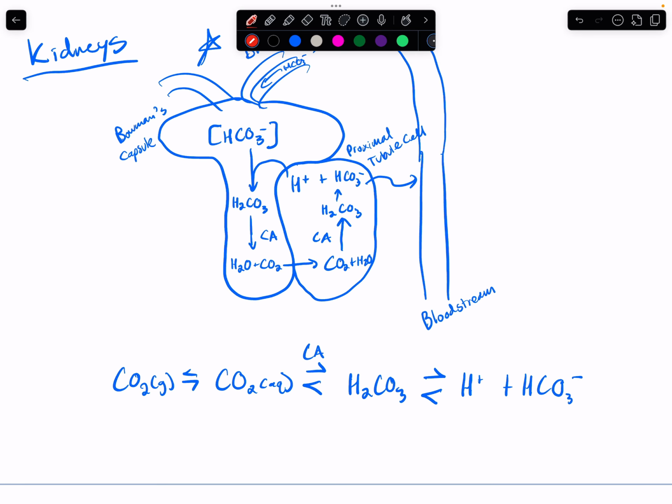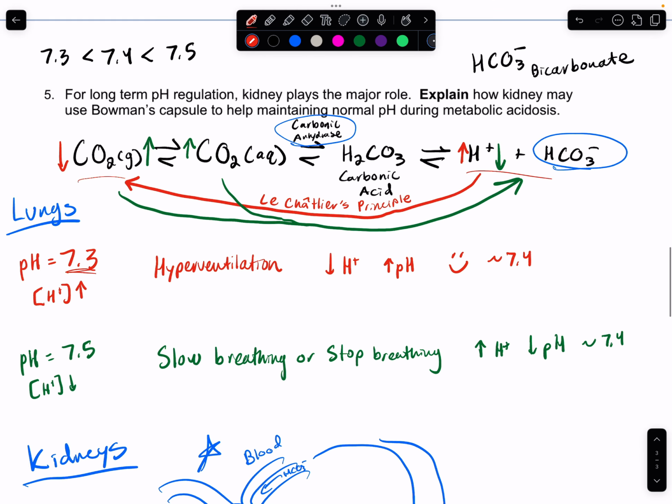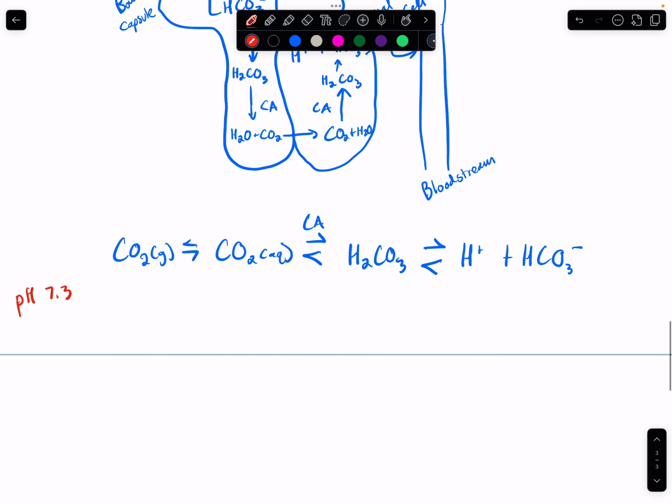So let's start off if we have a pH of 7.3. So this is what the question was asking about. If we are in acidosis, how are we going to maintain a normal pH? Again, when we have a pH of 7.3, our hydrogen ion concentration is higher than normal. So we're higher right here.